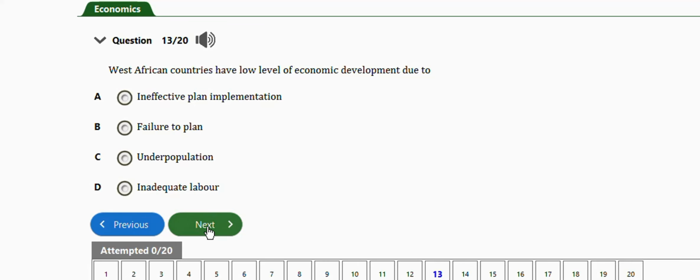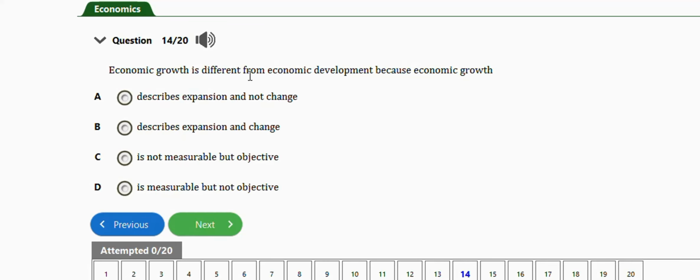Next question is this one. It says economic growth is different from economic development because economic growth describes expansion and not change. Describes expansion and change, is not measurable but objective. It's measurable but not objective. Right answer is option A, which is it describes expansion and not change.